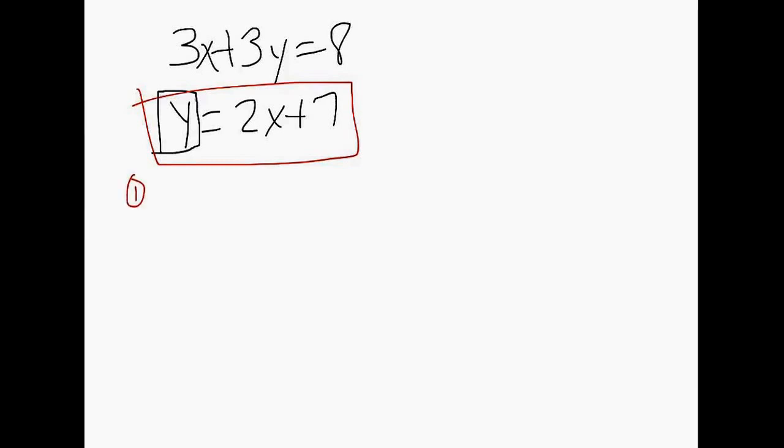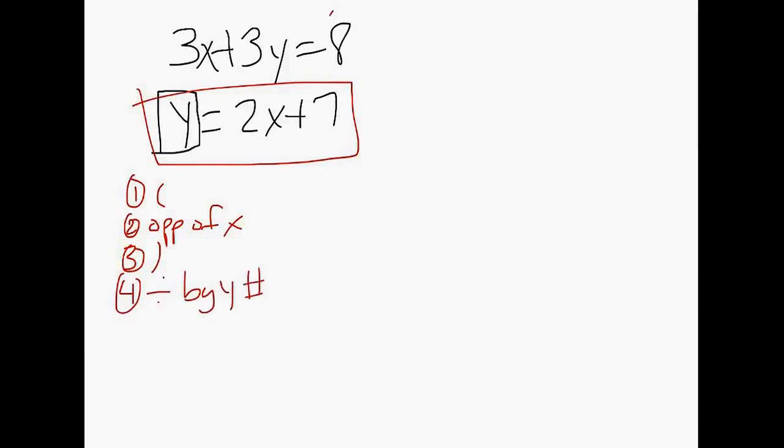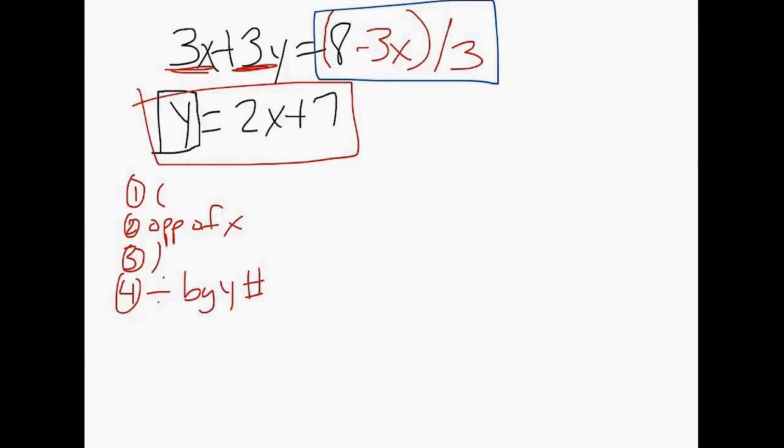Our four-step process is left parenthesis, opposite of x, right parenthesis, divide by our y number. So this is what it looks like. Left parenthesis always goes there. Opposite of 3x. Right parenthesis. Divide by y. So divide by 3. Now this is ready for the calculator as well.